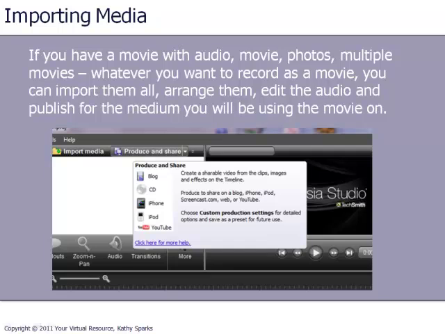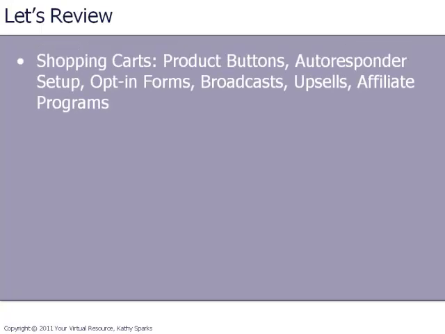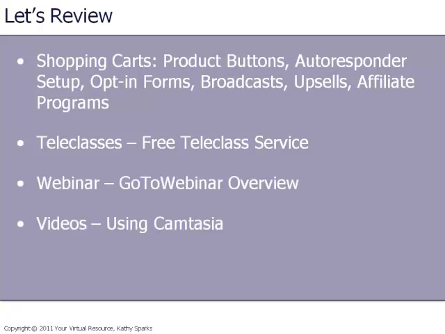All right, let's review. Shopping carts. We've got product buttons, autoresponder setup, opt-in forms, broadcasts, upsells, affiliate programs, all of the place where you store all of your information, all of your contact information. Then we got a teleclass, and we've got Free Conference Pro for your free teleclass conference service, so you can talk to a lot of people at one time, or do a webinar. We went through GoToWebinar overview, and then we went through videos using Camtasia Studio, which is very exciting.